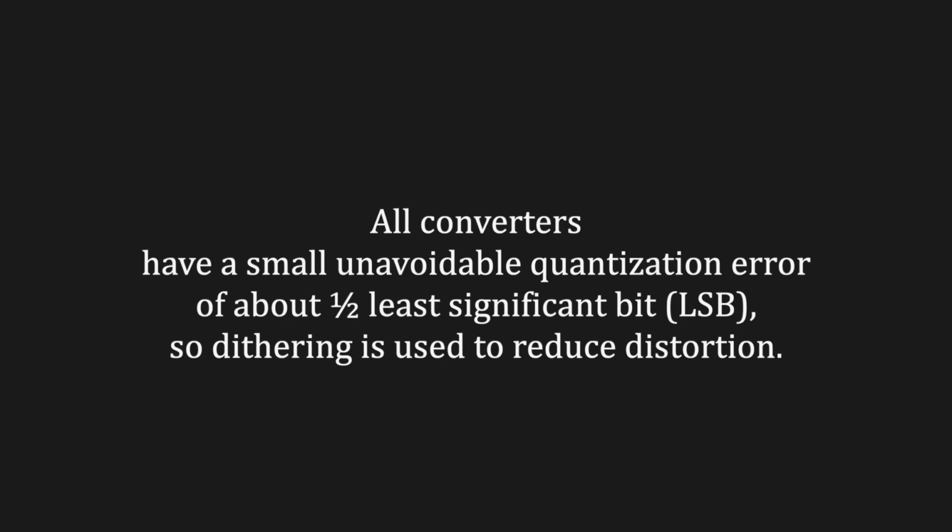All converters have a small, unavoidable quantization error of about 1/2 least significant bit, so dithering is used to reduce distortion. The conversion time, the time it takes to output each digital word, must be shorter than the sampling interval. If the converter cannot keep up, timing errors can appear, affecting accuracy between samples. These dynamic errors become worse at higher sampling rates.